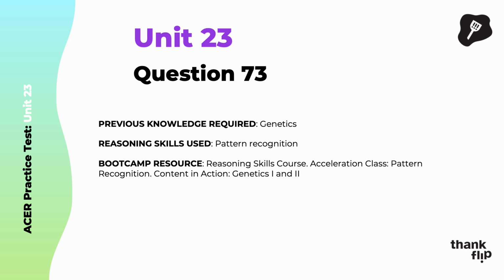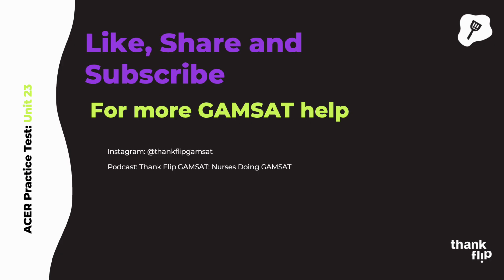So for this question, it might have been useful to know kind of how DNA fragments work, but you didn't really need to know this. You could have used your pattern recognition skills to kind of figure that out as well. And the bootcamp resources that can help with this are the reasoning skills course and the acceleration class on pattern recognition. And then there's also the content in action genetics 1 and 2 to brush up on that if you want to do that. And that brings us to the end of Unit 23.